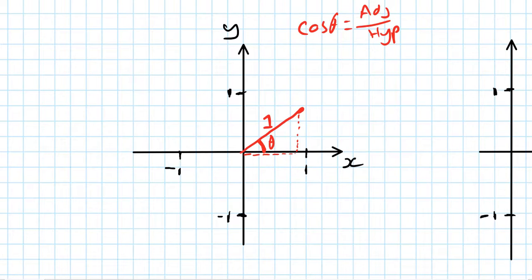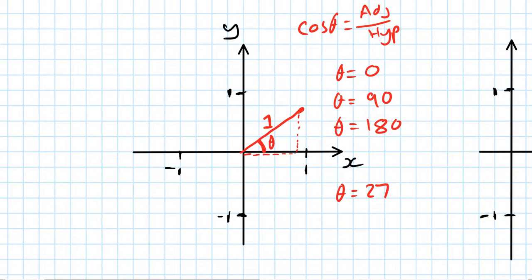So again, just like when we looked at the sine graph, let's think about theta being 0, theta being 90. Let's bring the graph round to 180, followed by 270, all the way back to 360. And let's think about what the cosine is going to look like for each one of these values.